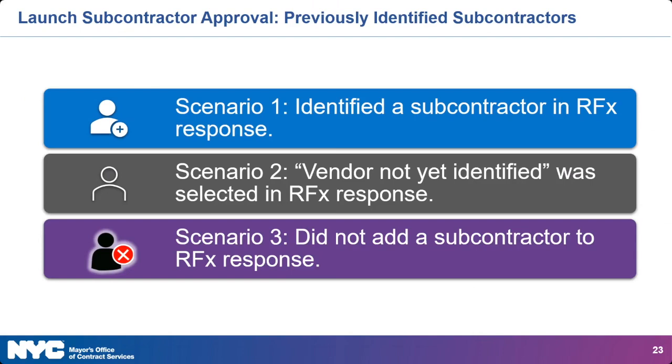So if you identified the subcontractor during the RFX phase, starting the subcontractor approval process in the contract will follow three scenarios. Scenario 1, you identified the subcontractor. Scenario 2, you selected a vendor not yet identified. And scenario 3, you did not add a subcontractor. We'll talk about each of these next.